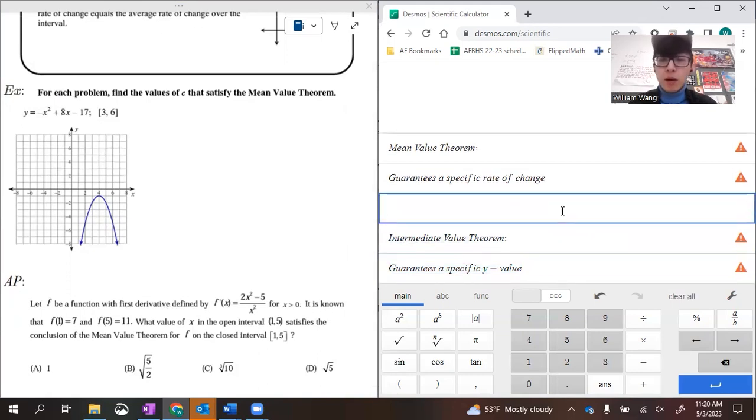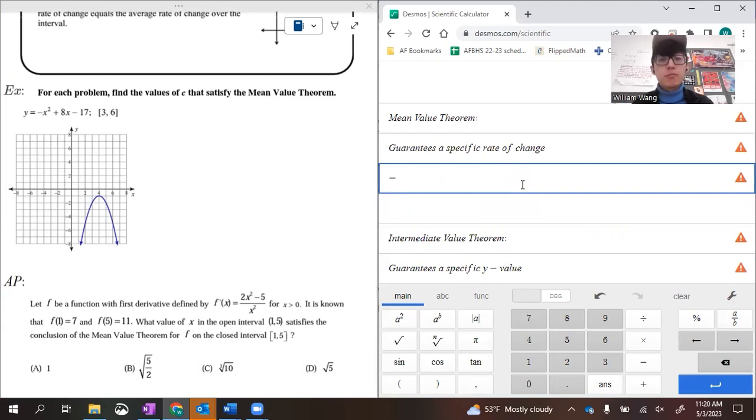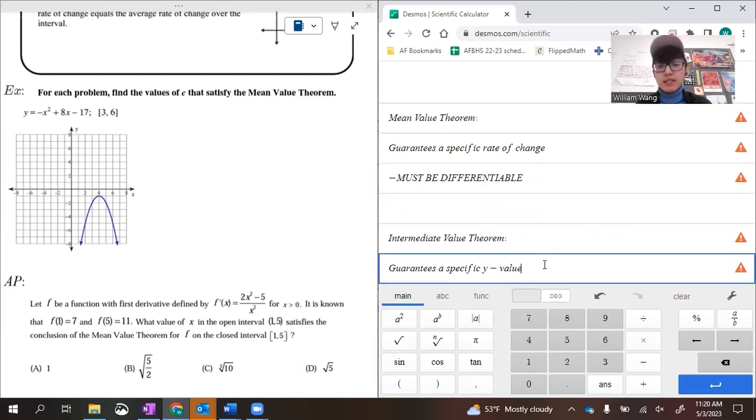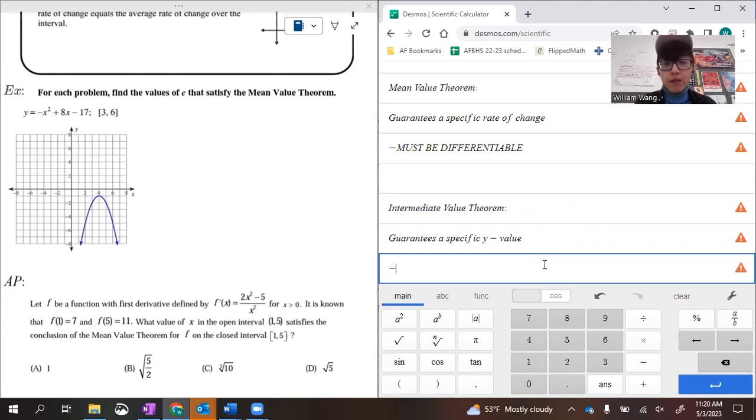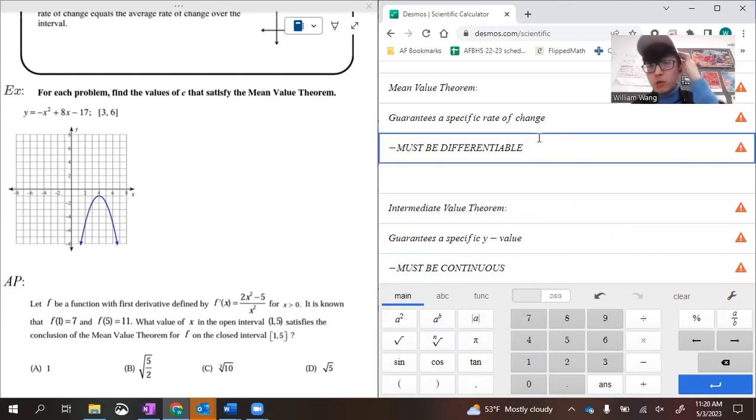Well, what do I know about mean value theorem? I know there's some requirements. One, the function must be differentiable. Whereas that's different because for intermediate value theorem, the function must be continuous, which is different, right? Differentiable is more than continuous. Differentiable means the derivative from both sides are equal. And it's also continuous, so it adds on. So it also means it's continuous.